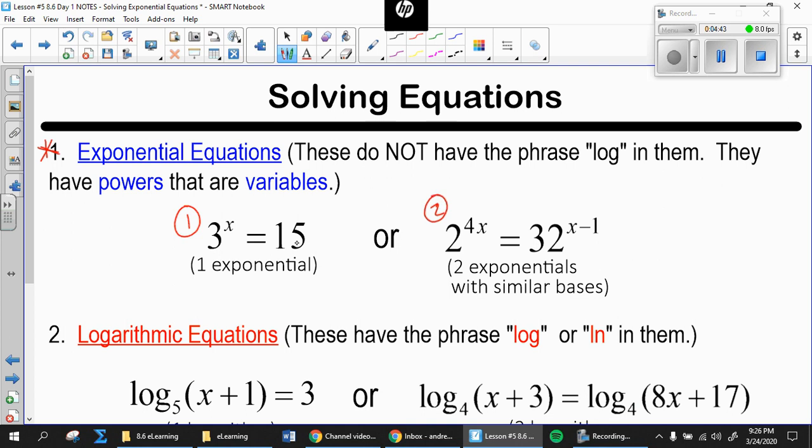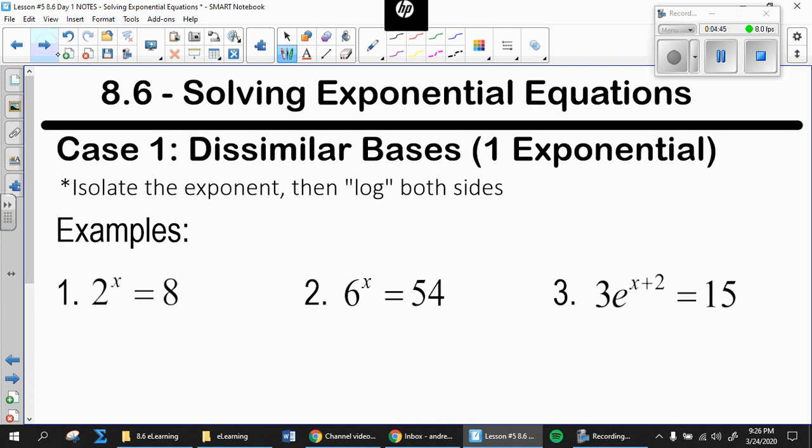This side doesn't have anything. In this case, where we can't make the bases look the same, what we're going to do is isolate the exponent. So if there's anything outside of whatever our exponent is here, if we're adding or subtracting or multiplying, we'll isolate that first. And then we're simply going to take the log of both sides, because that's going to be our inverse. That's going to cancel it out. That's going to solve our equation.